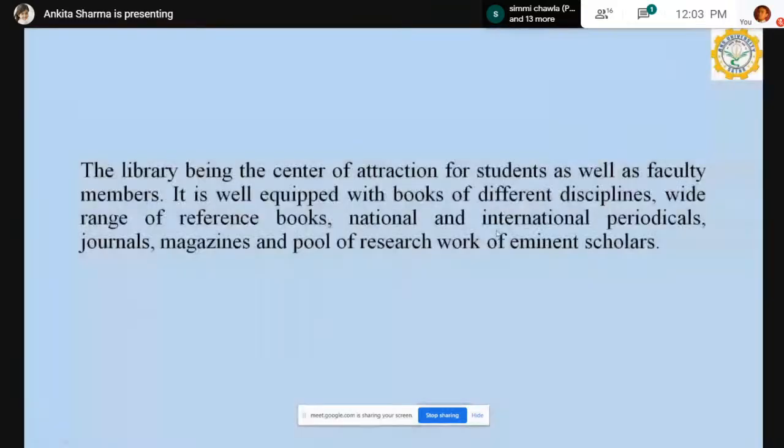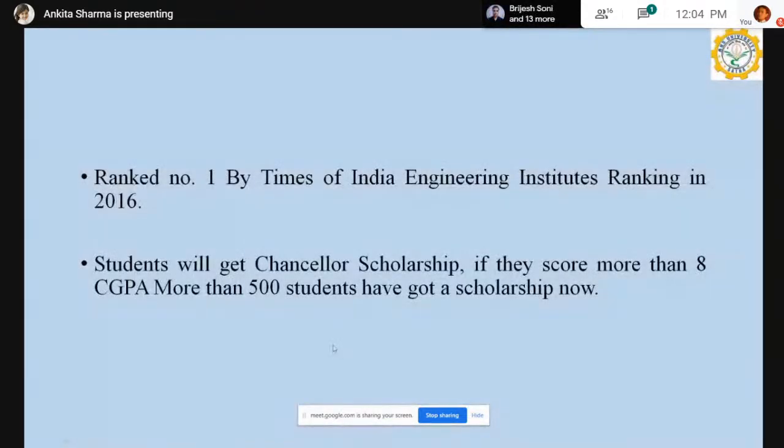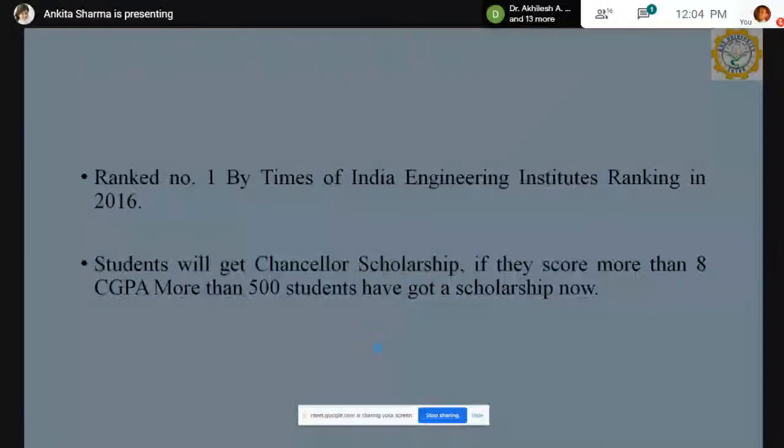There is not a single library. A departmental library is here in AKS University, and there is a central library, which is the center of attraction for all students as well as the faculty members, and it is ranked number 1 by the Times of India Engineering Institute's ranking in 2016. Here in AKS University, the students who scored more than 800 will get a transfer scholarship, and till now 500 students have got a scholarship.